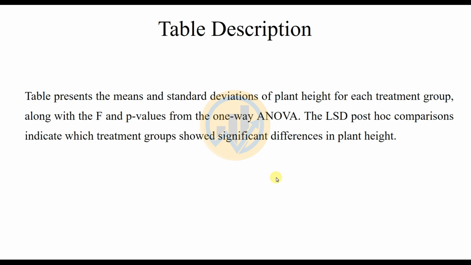For the table description for the one-way ANOVA: the table presents the mean and standard deviation of plant height for each treatment group along with the F and P values from the one-way ANOVA. LSD post hoc comparisons indicate which treatment groups showed significant differences in plant height.